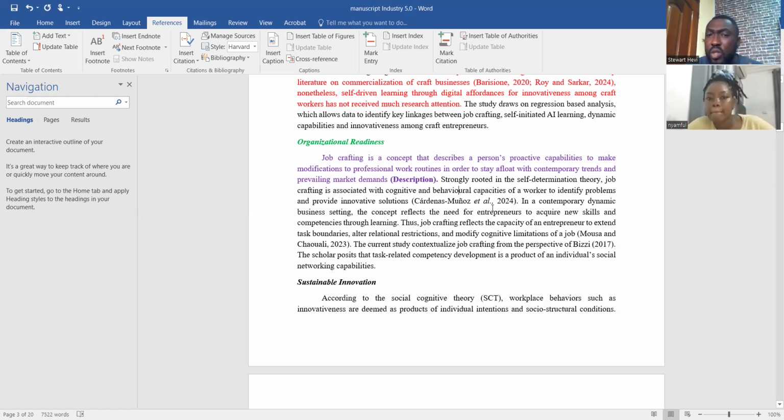So the first statement we made is actually the description of the concept. Now let's take the second statement. What does it say?